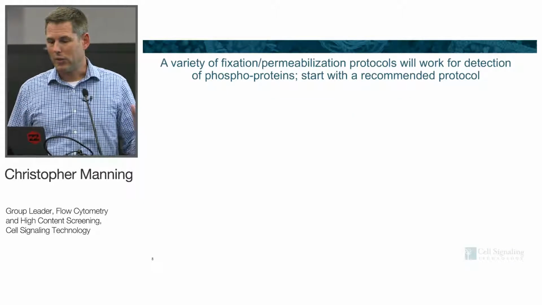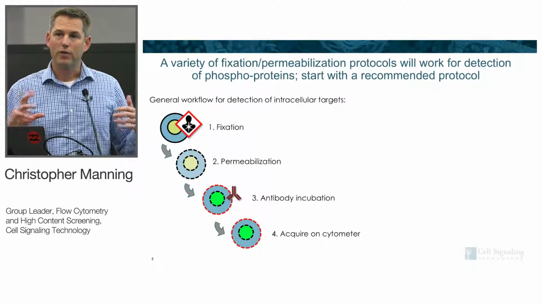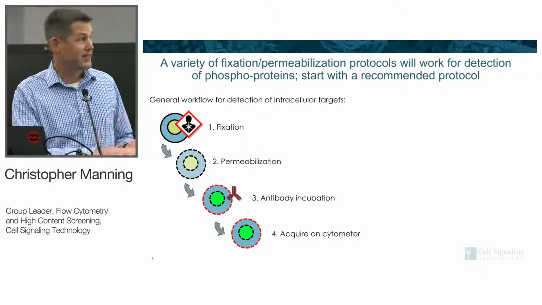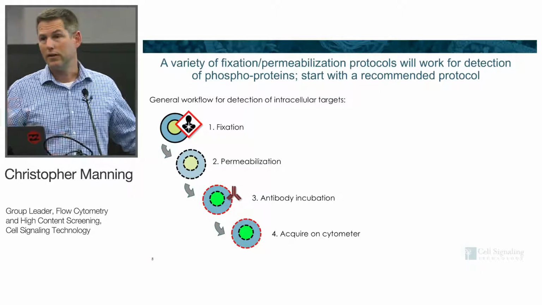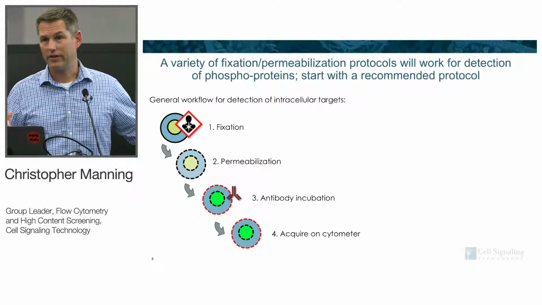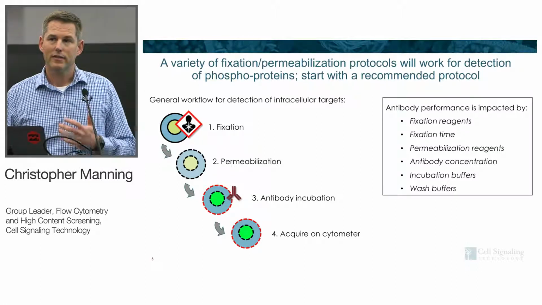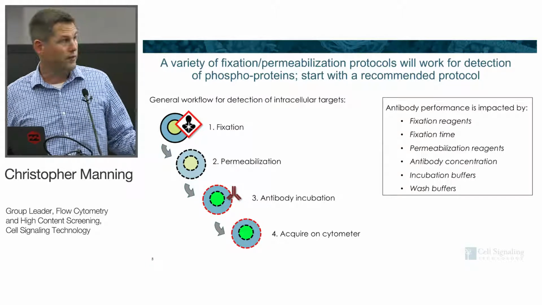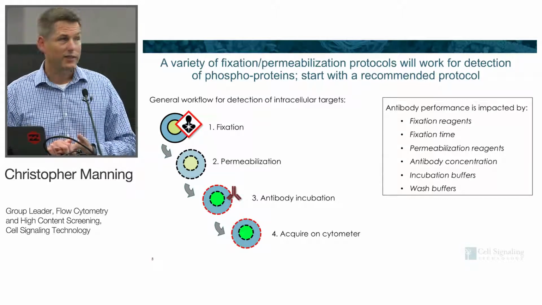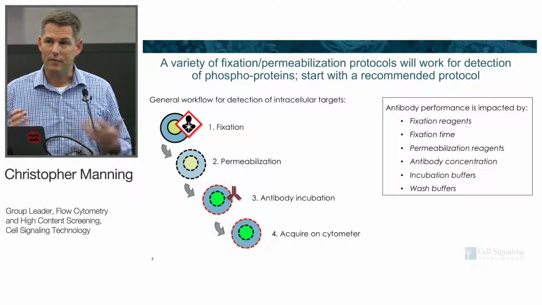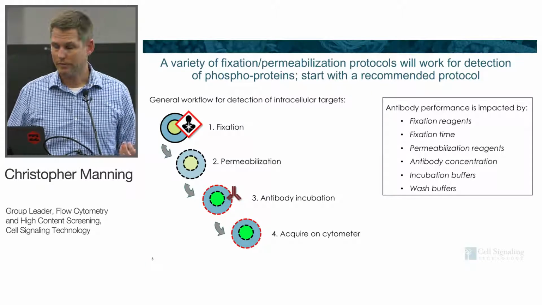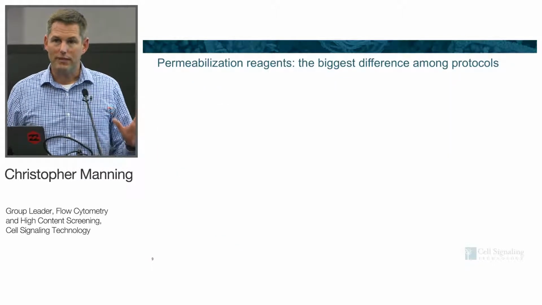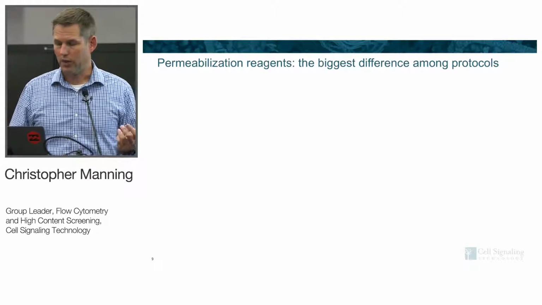So a variety of protocols will work, but I want to run through a quick overview of what the protocol looks like in general. You're taking your cells, and in order for those antibodies to get in, you have to fix them, you have to permeabilize them, you're adding antibodies, you're incubating, you're washing out the antibody, and then reading on your cytometer. The things that are going to affect the specificity of the antibodies that you're using include how you fix the cells, what reagents you choose, how long you fix for, the permeabilization reagent that you use, the concentration of the antibody you're adding, the buffers that you're incubating them with, and the buffers that you're washing with. I'm going to focus most of the talk on the permeabilization reagents because these are the biggest difference that you'll see from protocol to protocol.